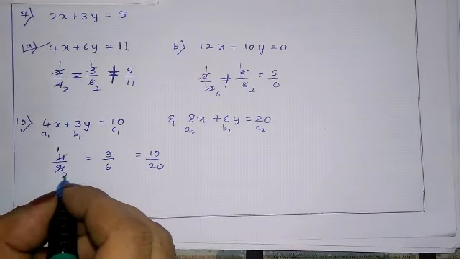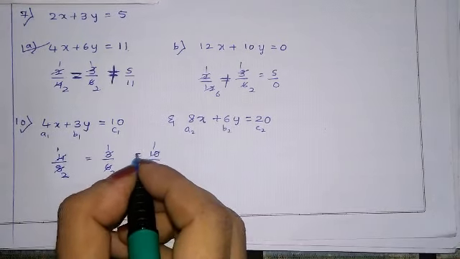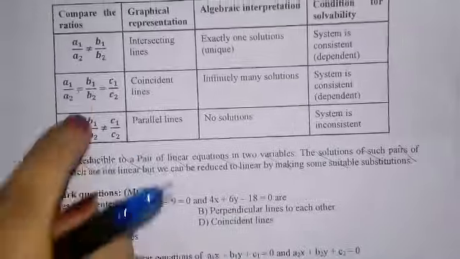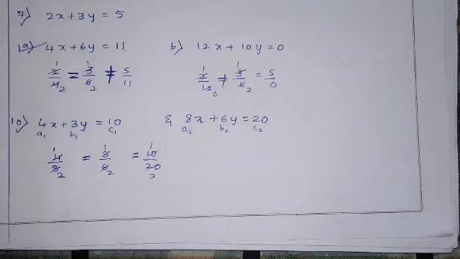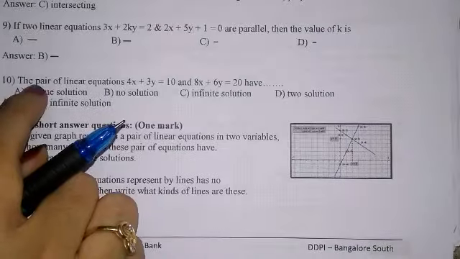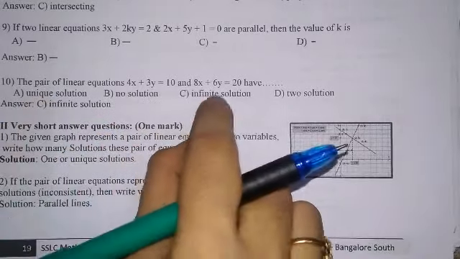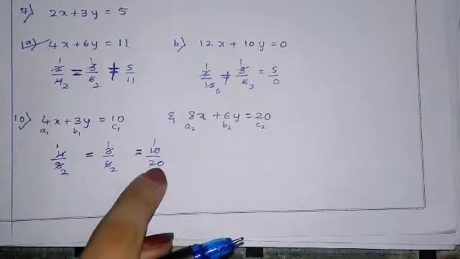4 ones are 4, twos are 8; 3 ones are 3, twos are 6; 10 ones are 10, twos are 20. All equal. All equal means coincident lines, infinitely many solutions. Here they have asked whether the pair of linear equations has a unique solution, no solution, or infinite solutions. So the answer is infinite solutions because all the ratios are equal. The correct option is C, infinite solutions.